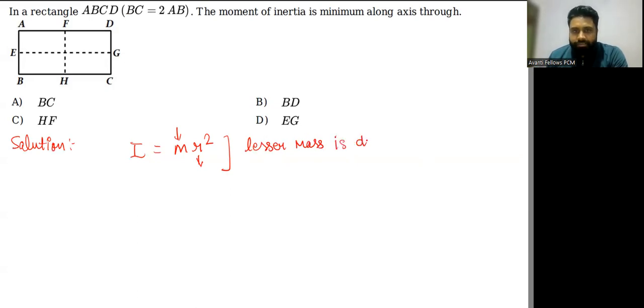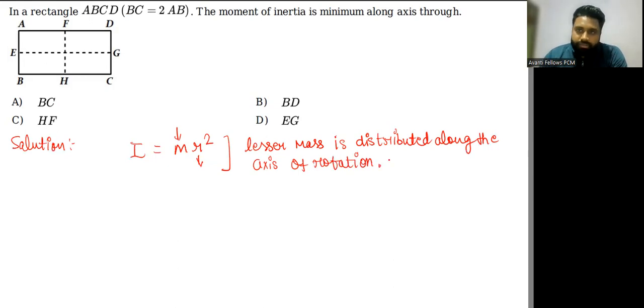So we should use this concept: lesser mass is distributed along the axis of rotation. And one approach you can use is that you can minimize this r. So the mass that comes into this situation should be placed nearer to the axis of rotation.